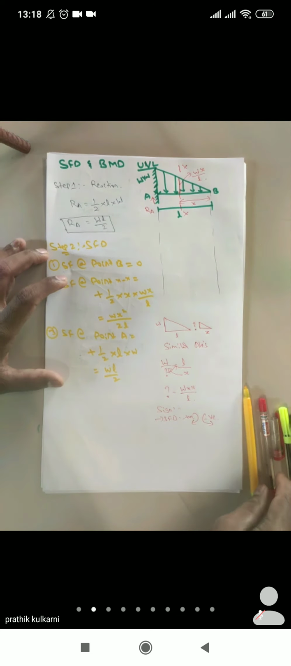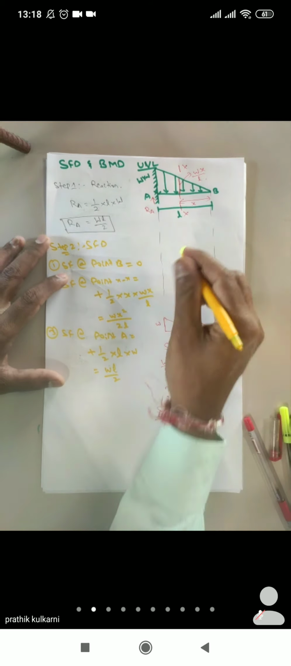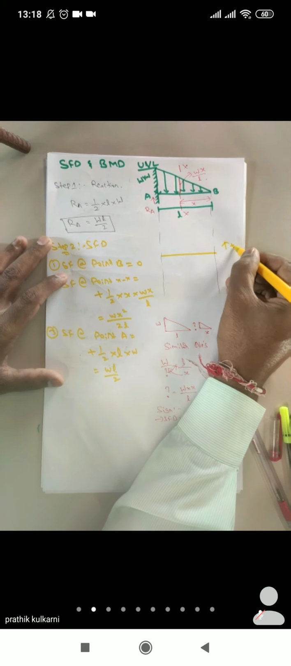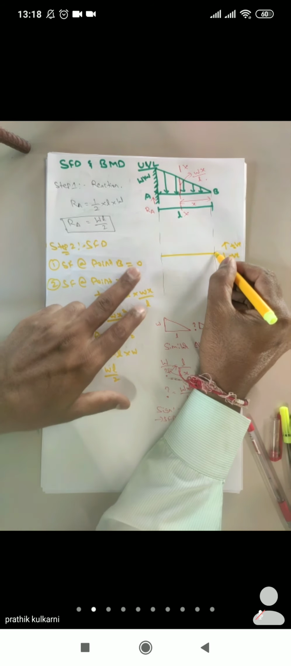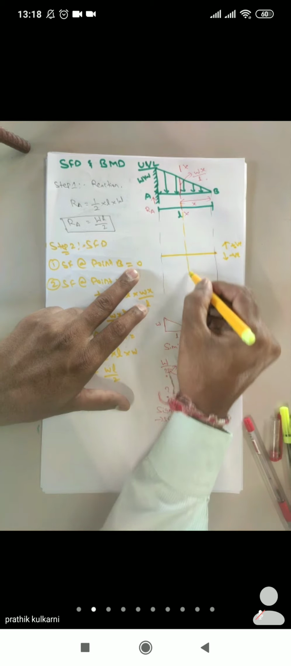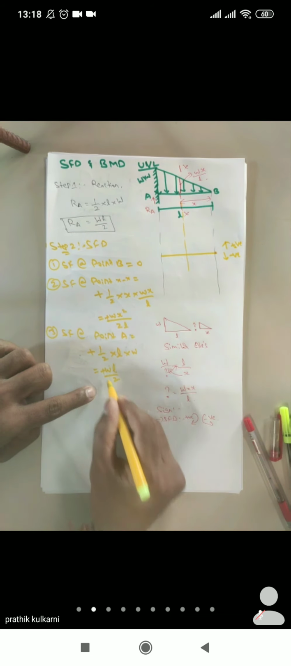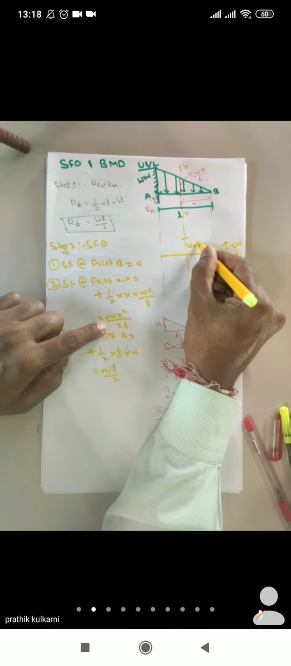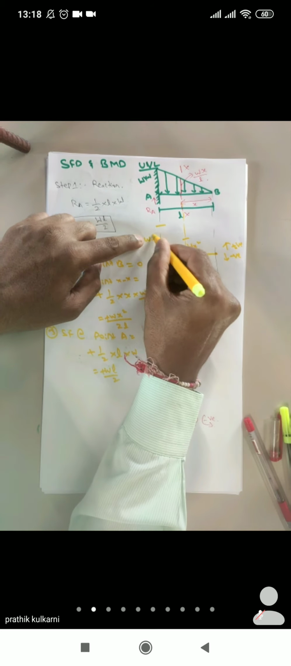Now can we draw the diagram? Yes, why not? We can draw the diagram for the shear force. This is my axis. Above the axis I will take it as positive, below the axis I will take it as negative. Now at point B, what is the value I have? 0. This was my section XX. Above this it is positive, below this it is negative, but the values, all are positive only. Here we have Wx square by 2L, and here we have WL by 2.